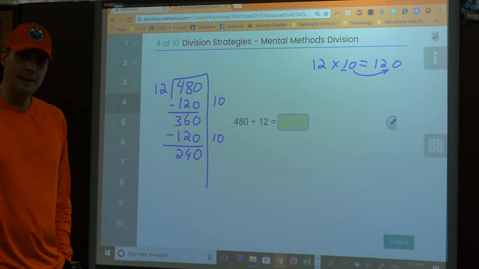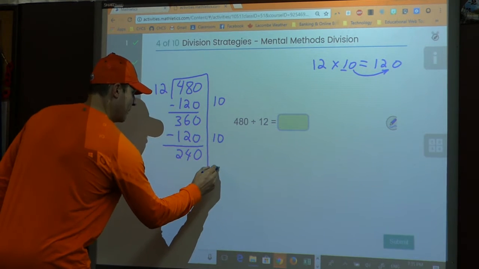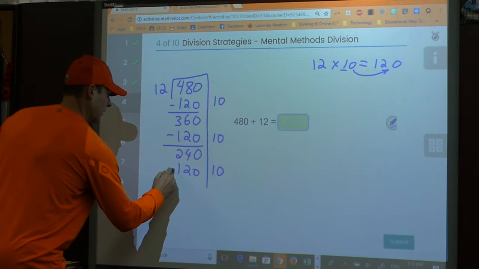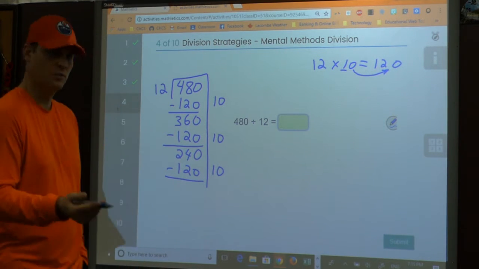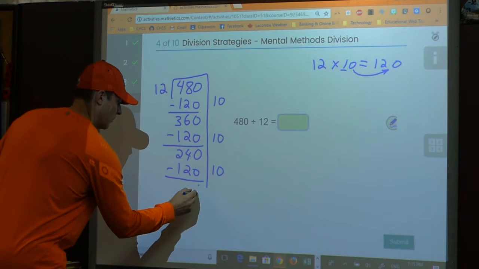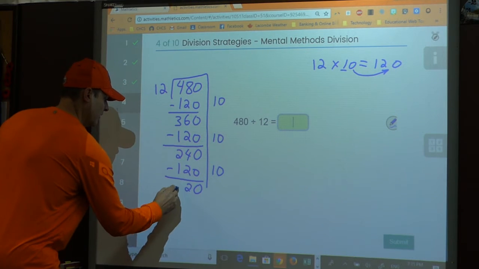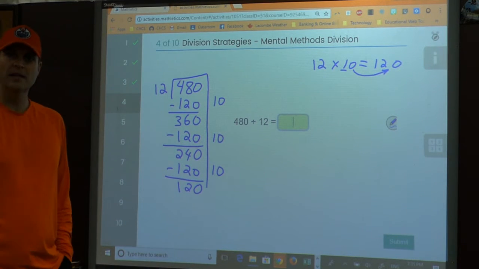Is there enough? Yep, there is. Let's do it again. Let's just keep going. Since we're on a roll here, we'll keep doing our 10 times 12, 120. We can subtract another 120, which gives us 120 left.